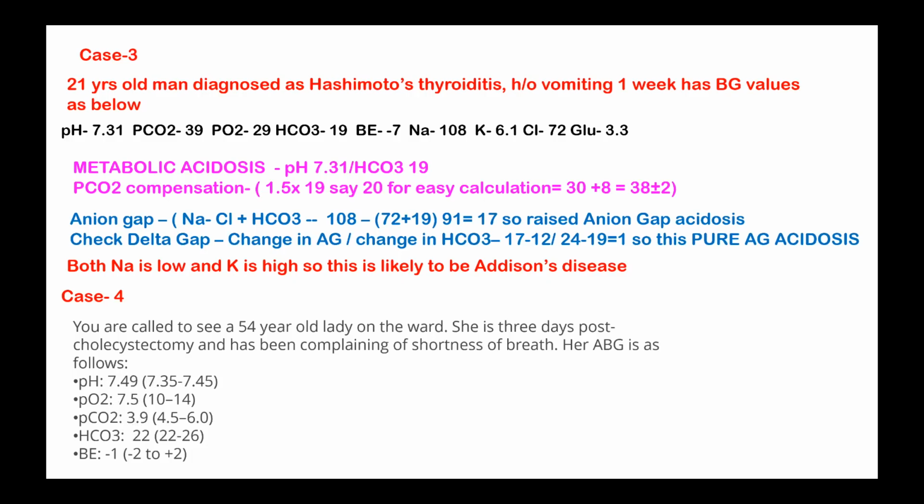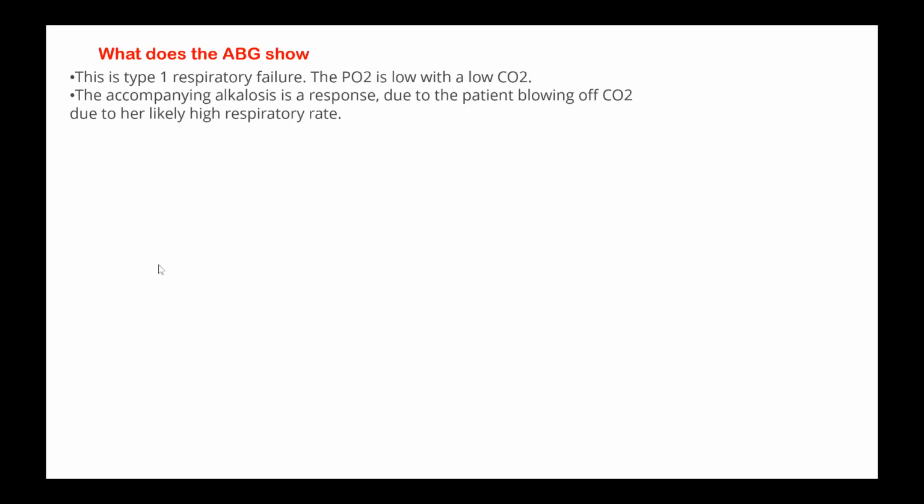So what could be the cause for this? Pain, so she's hyperventilating. Very good. So this could be type 1 respiratory failure. PCO2 is low, accompanied by alkalosis in response to the patient blowing off carbon dioxide, likely due to a high respiratory rate because of pain.